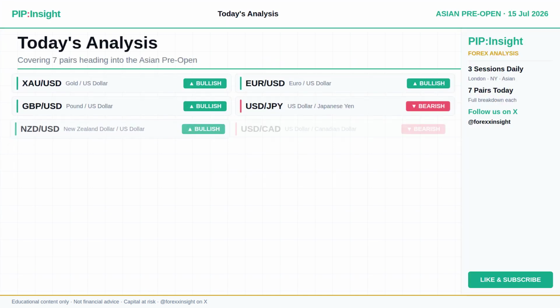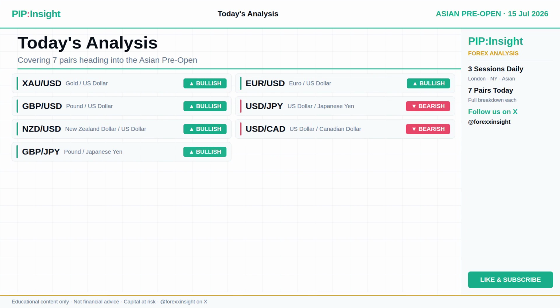Here is today's Asian pre-open chart analysis. Pairs showing bullish structure: gold dollar, euro dollar, pound dollar, Kiwi dollar, pound yen. Pairs showing bearish structure: dollar yen, dollar Canada. Full chart breakdown for each pair coming up now.